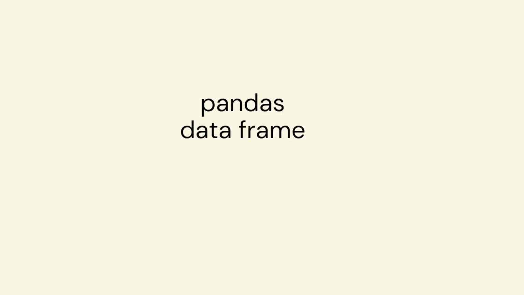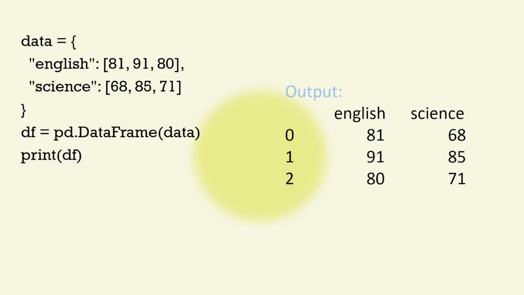So let's look at pandas data frames. Here we've got some scores, we've got English and science as the column headings, and each row is marked with an index here 0, 1 and 2. We can see that in the output.